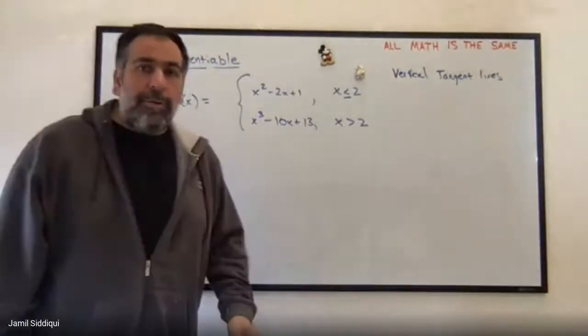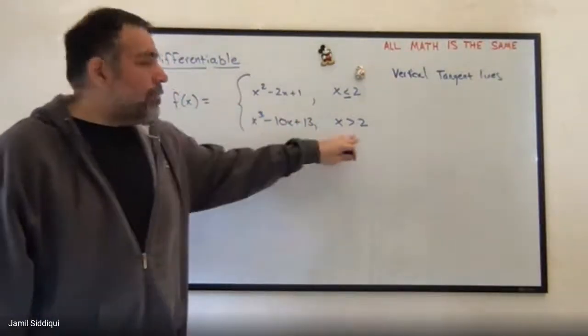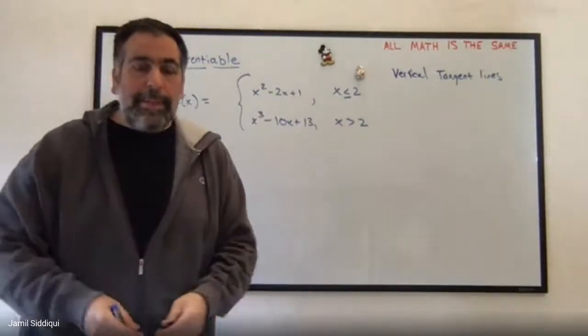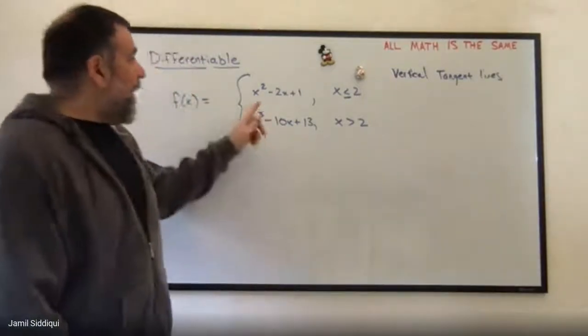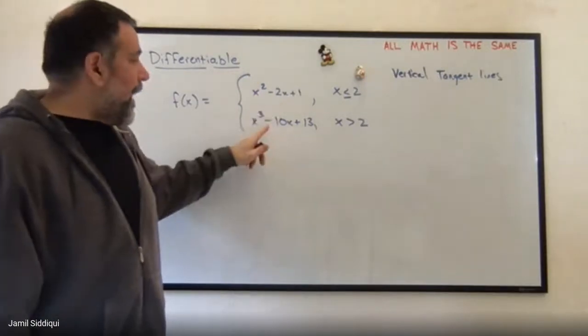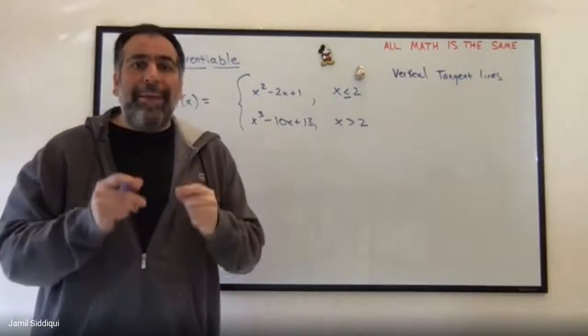In this example, you've got a degree 2 everywhere when x is less than 2. You've got a degree 3 everywhere when x is greater than 2. They're both polynomials. We love polynomials as examples. Polynomials are always continuous. Polynomials are always differentiable. So everywhere before 2, we know this guy is going to be fine. Everywhere after 2, we know this guy is going to be fine. The only question we have is what's happening at 2.